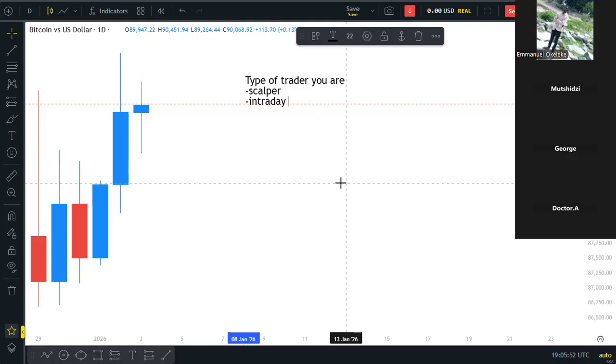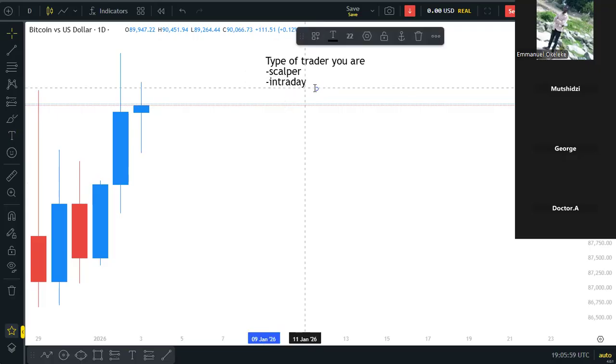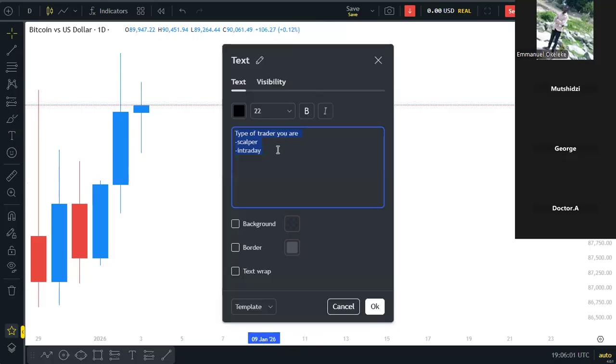Know the type of trader you are. There's a common saying among the Socrates: an unexamined life is not worth living. So you must examine the type of trader you are.